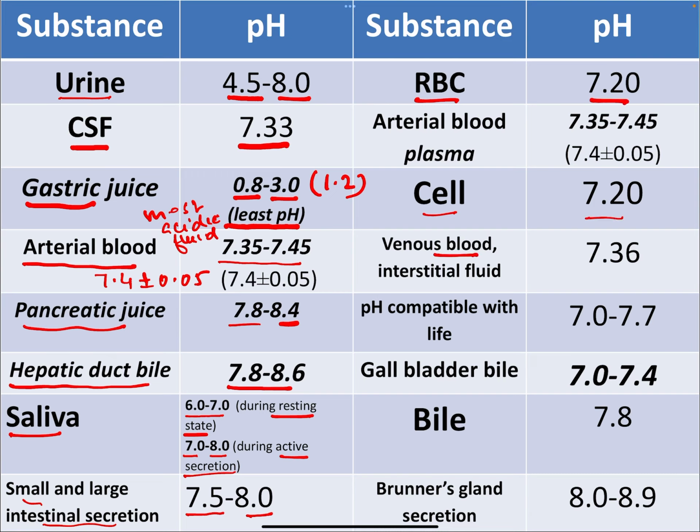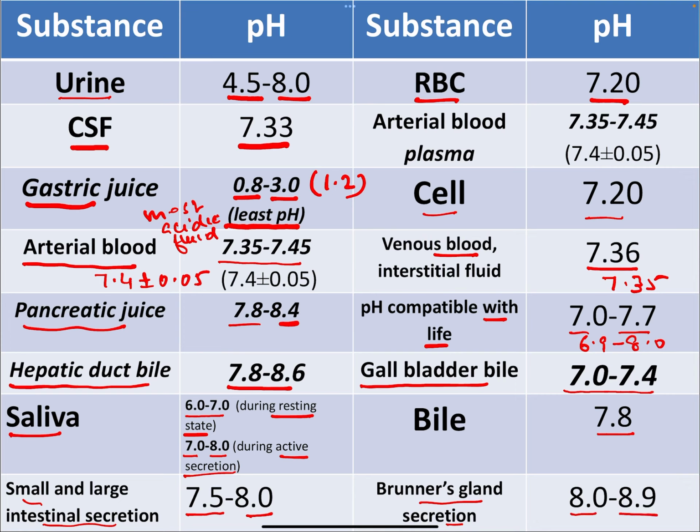The venous blood pH is 7.36. In some books it is given as 7.35 also. The pH compatible with life is 7.0 to 7.7. In some books it is also given as 6.9 to 8.0. The pH of the gallbladder bile is 7.0 to 7.4, and the bile is 7.8. The Brunner's gland secretion, the pH is 8.0 to 8.9.